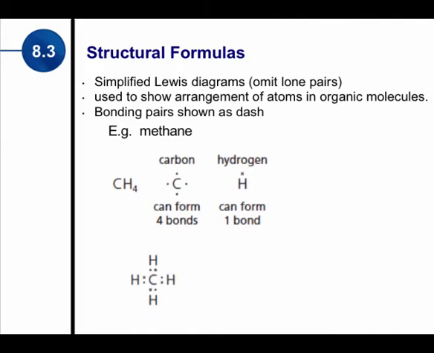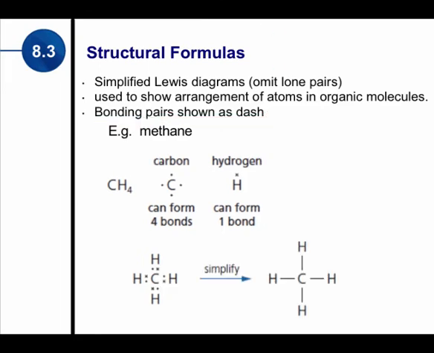Now the Lewis diagram would look like this. Now these bonding pairs, instead of showing them as dots like this, what we do is we show the bonding pairs as a dash, and in the end, here's our structural formula. Notice we have the 4 hydrogen on the outside, the pairs become these dashes, and that's our structural formula for methane.